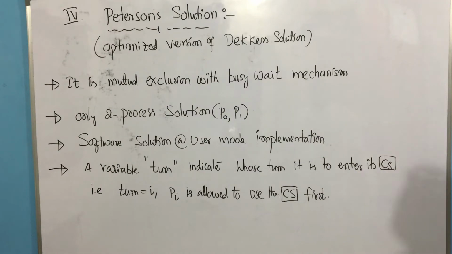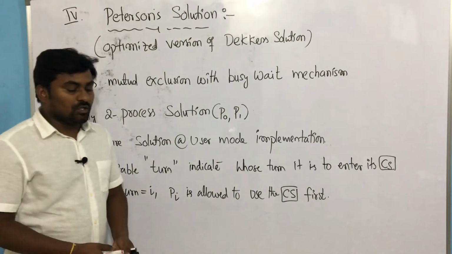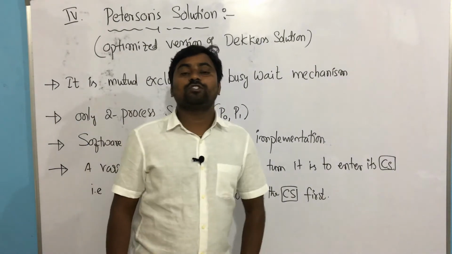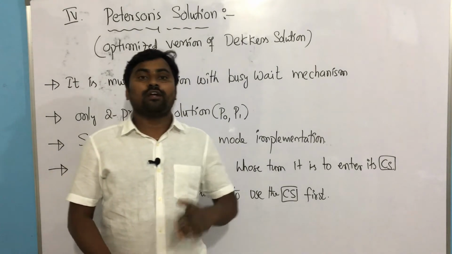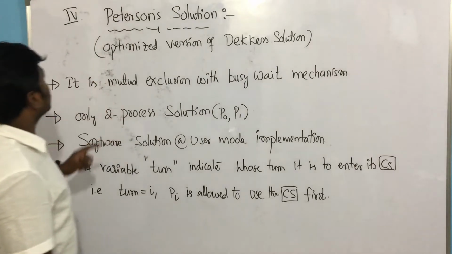Our next algorithm is Peterson's solution. Last session we saw strict alternation. What was the problem with strict alternation? It failed to guarantee progression, as we observed, right? And next we'll see the Peterson solution.